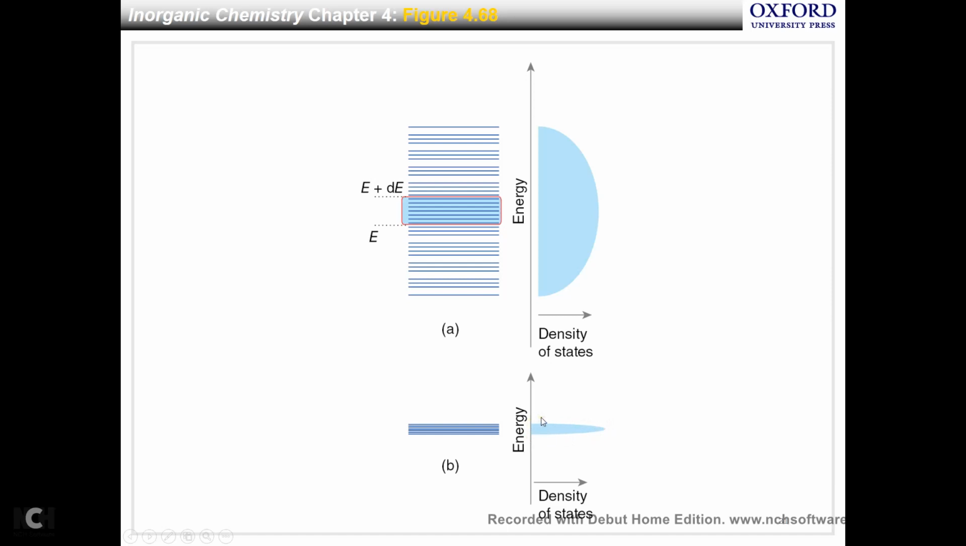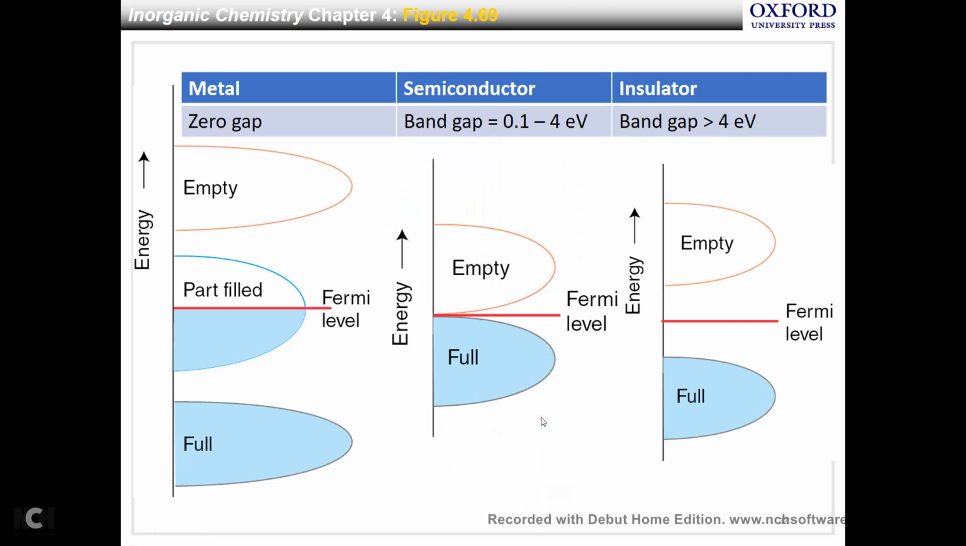the upper edge. Now let's look at 3 different types of solids: metal, semiconductor, and insulator. In an insulator, we have a large band gap, usually greater than 4 electron volts. Again, the Fermi level is in the middle. It's really difficult to promote an electron from here to here. That's why an insulator cannot conduct electricity.